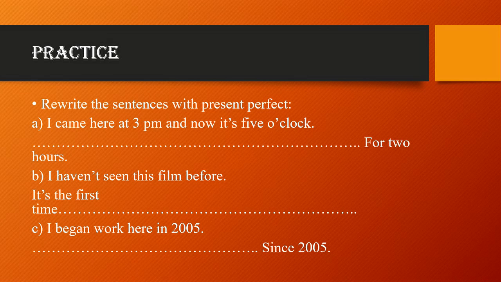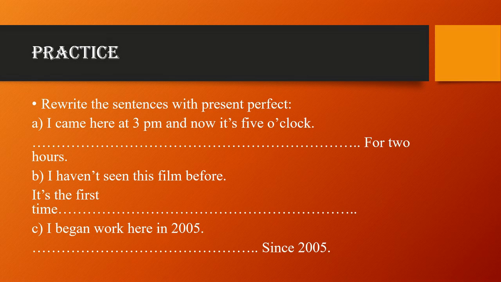I came here at 3 p.m. and now it's 5 o'clock. So here in this sentence, the focus is on the duration of the time. So I want you to rewrite the sentence again with the present perfect using for 2 hours at the end of the sentence.